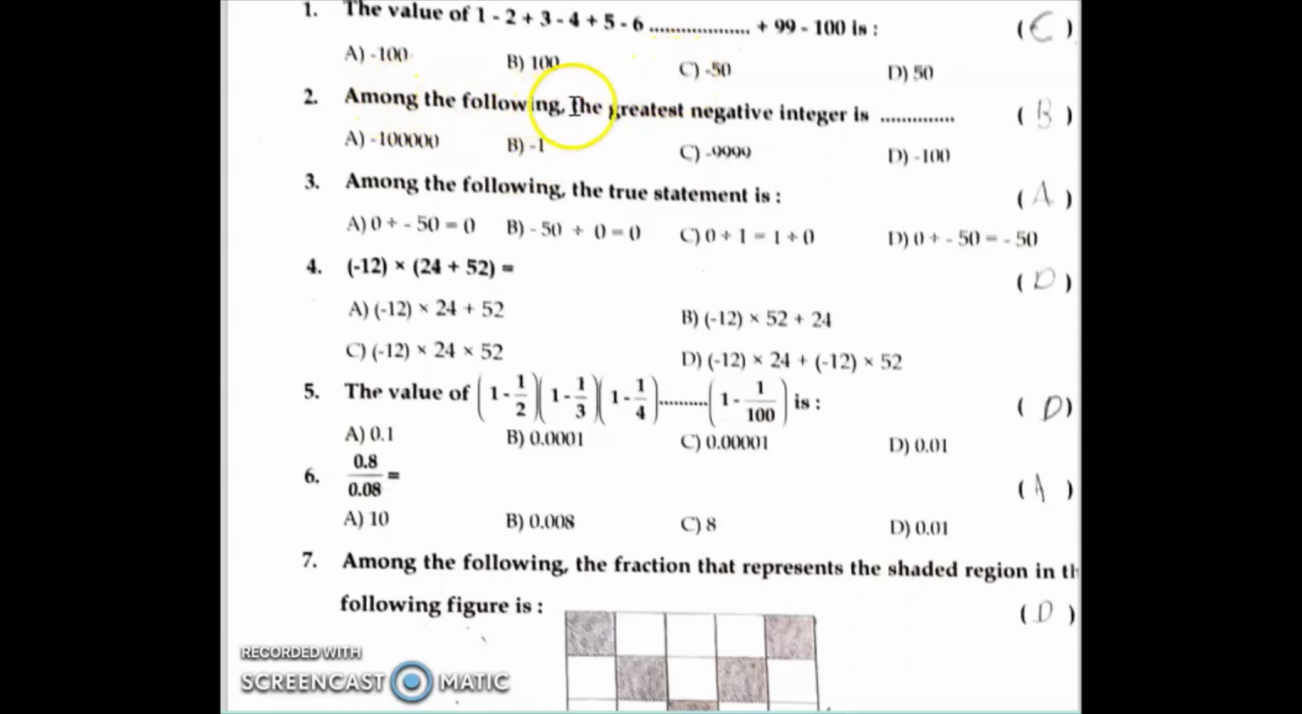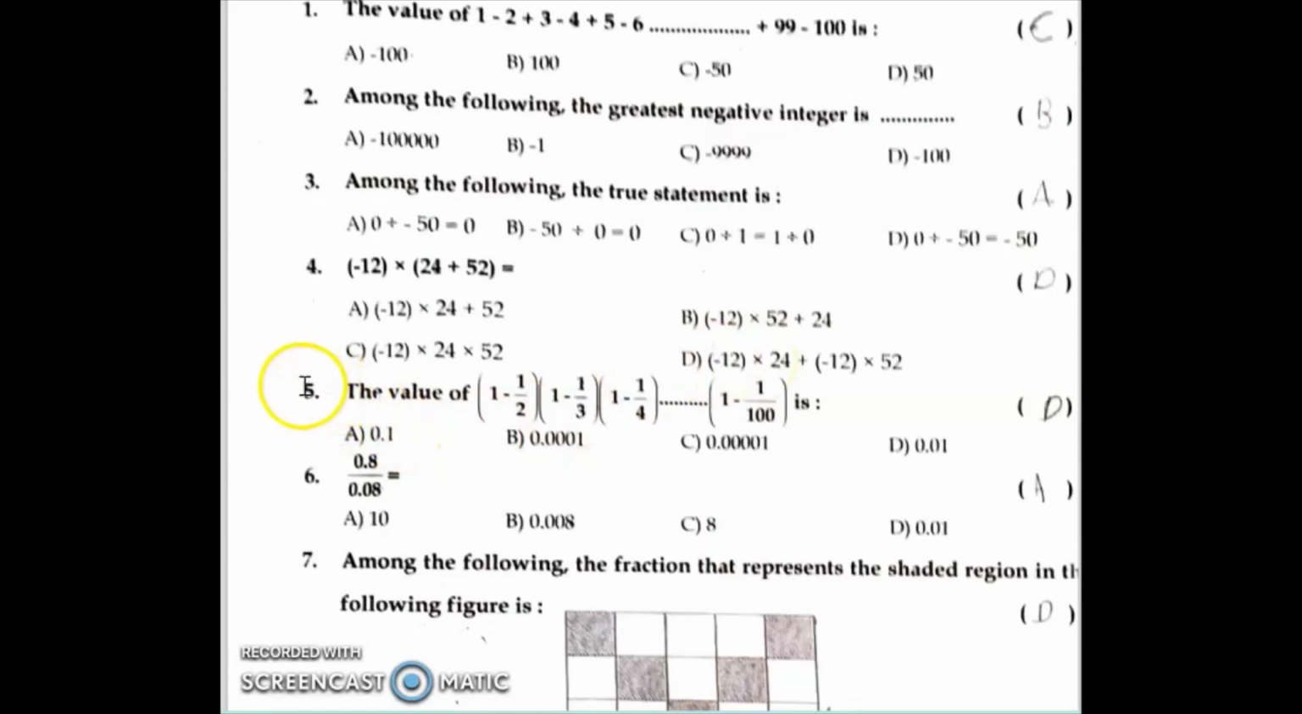Among the following, the greatest negative integer is B. Minus 1 is the correct answer. Among the following, the true statement is A, the correct answer for this question. Here, the fourth bit is 12 times 2 plus 50, 12 into 24 plus 52. Here, option D is the correct answer by distributive property.